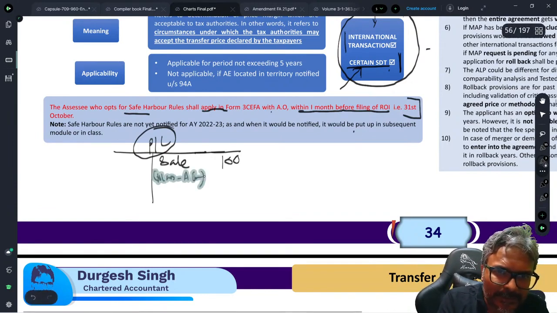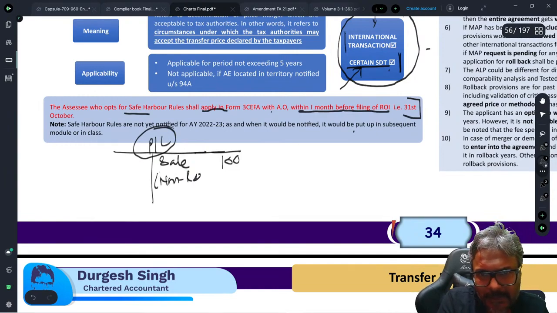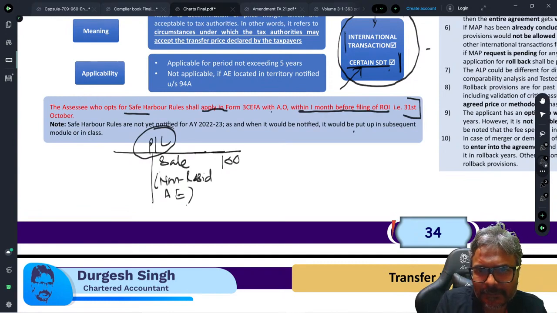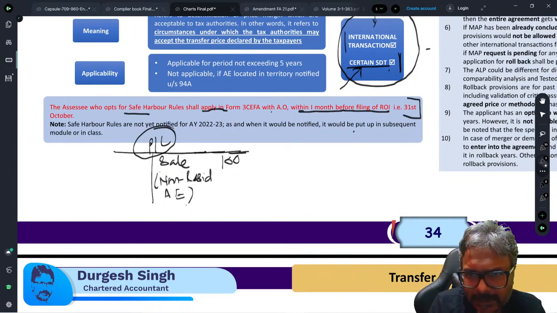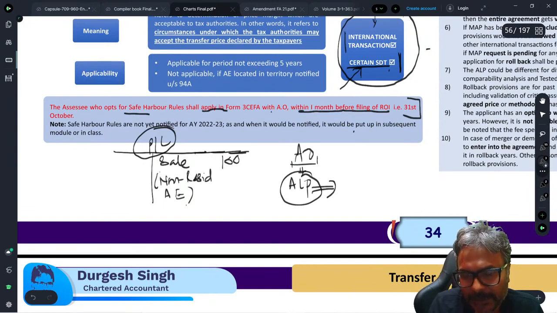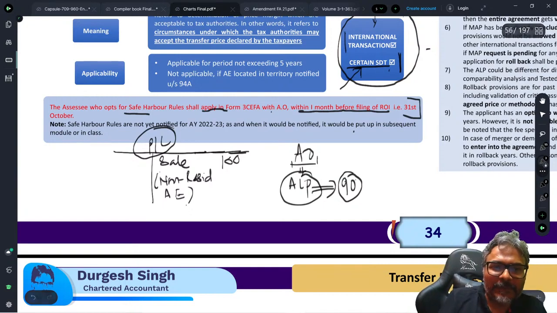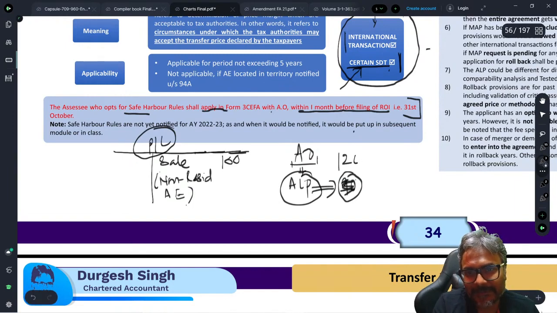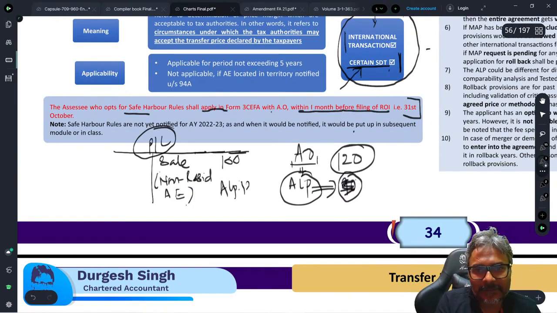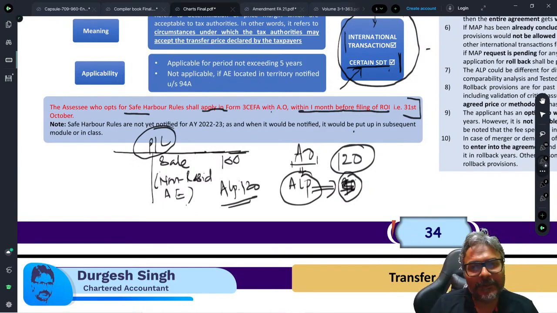So, in this particular context, students, with the non-resident A, you have sold it at 100 rupees. Now, in that context, the assessing officer has adopted the ALP. The ALP adopted by the AO would be at rupees 90. Sorry, not 90. Why would they adopt 90? They have adopted 120. So the ALP was at rupees 120.